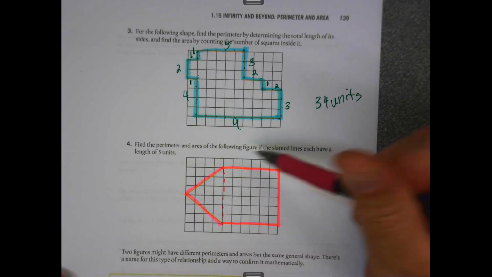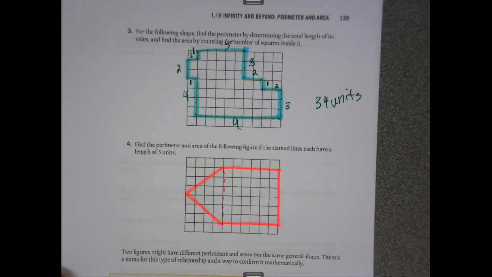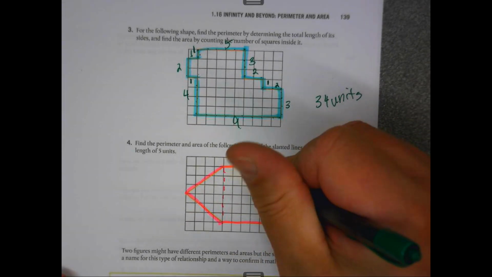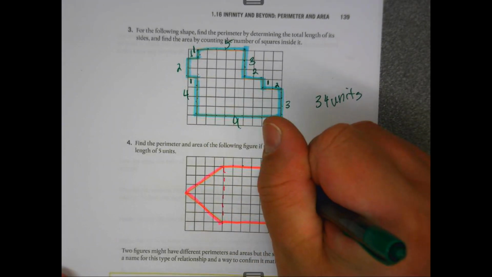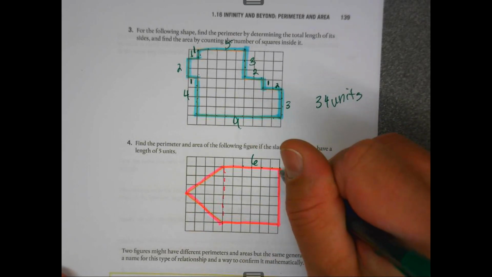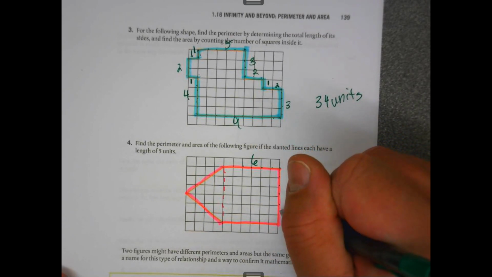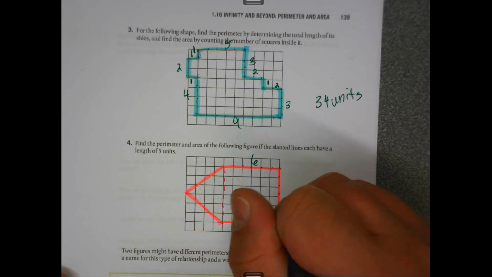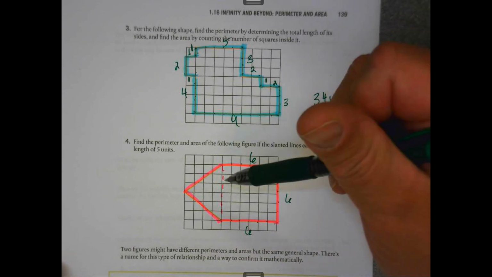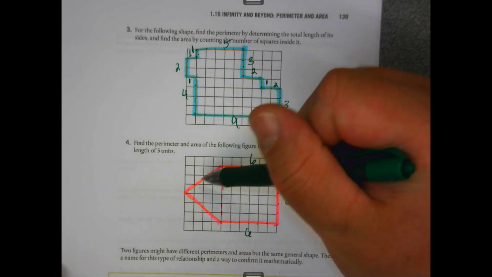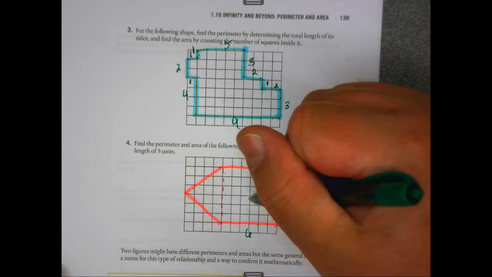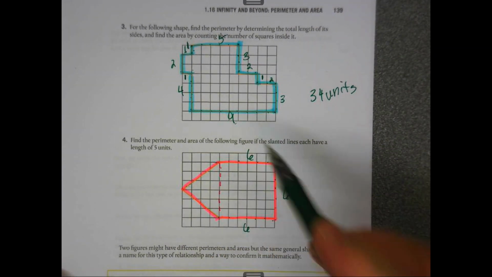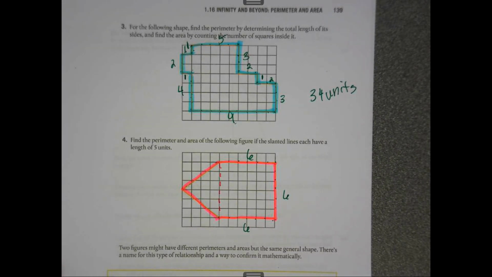Okay. Now for the polygon perimeter, we're just going to add up all the sides again. Let's see, 1, 2, 3, 4, 5, 6. 2, 3, 4, 5, 6. 1, 2, 3, 4, 5, 6. And I'm going to hold off on these sides. I'm going to figure the area first, see if there's not an easier way to figure out what the length of these sides.